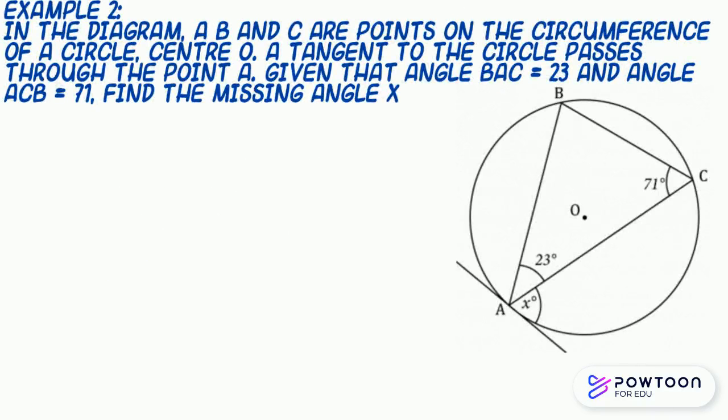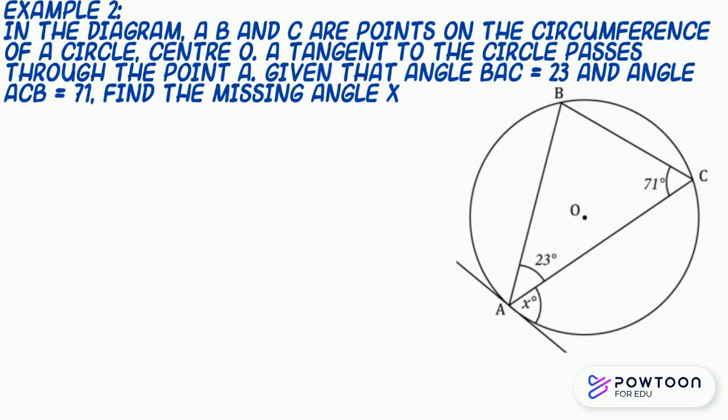Moving on to example 2 now, we've got a diagram where A, B, and C are all points on the circumference of a circle that's centered at O. We've got a tangent that's passing through point A. We're given angle BAC is 23 and angle ACB is 71. We're just going to find the angle X.